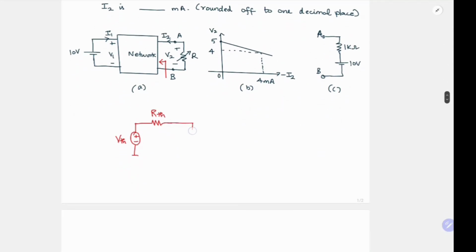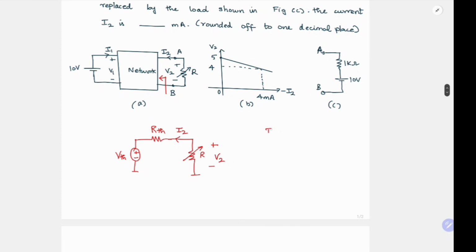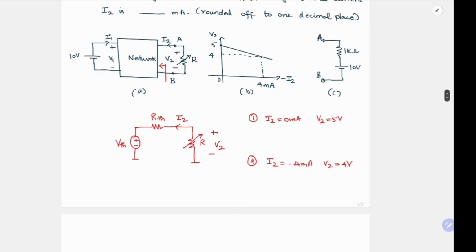Okay, so now you have R here, which is variable, and I2 is in this direction, right? And V2 is the voltage across your variable R. So what are the two points? Your I2 is 0 milliamp and your V2 is 5 volt. This is one point. Your second point is I2 is minus 4 milliamp and V2 is 4 volt.